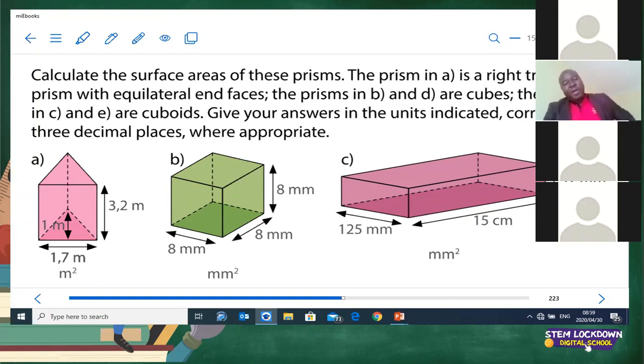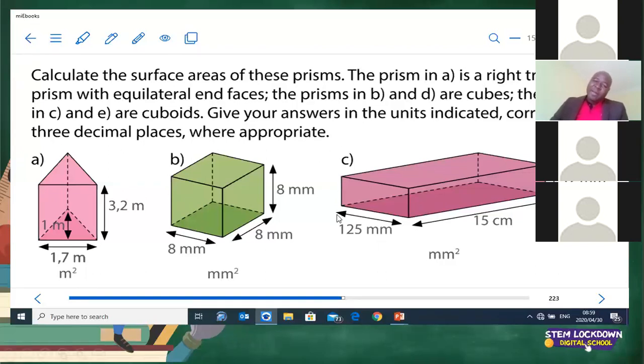So this particular 15 centimeters, that is the length. But as you can see, it is written in centimeters, not in millimeters. So before you can carry on, it's very important for you to convert so that you can work with the same unit of measurement. If you want, you can convert everything to centimeters, or you can convert everything to millimeters.